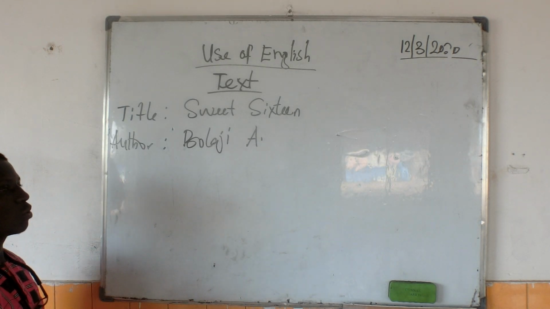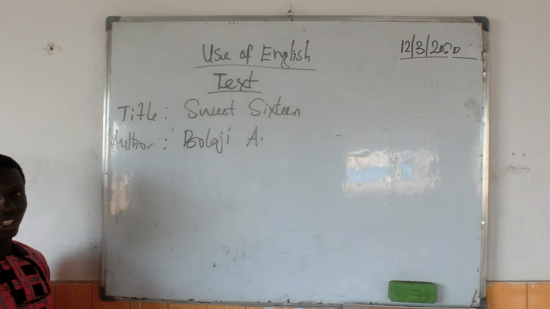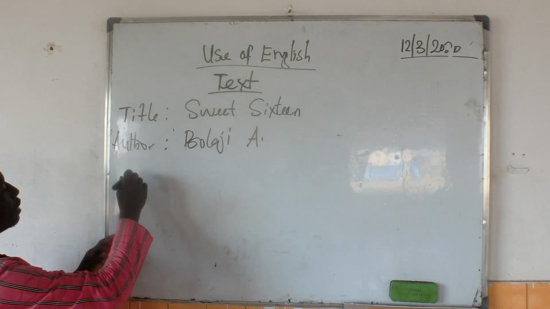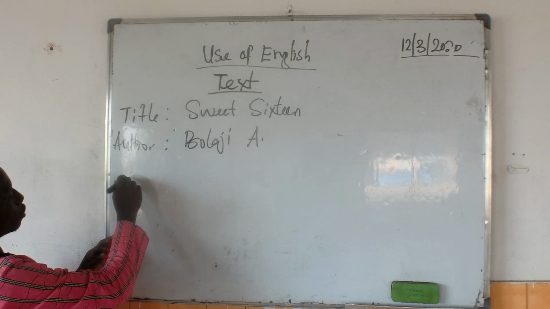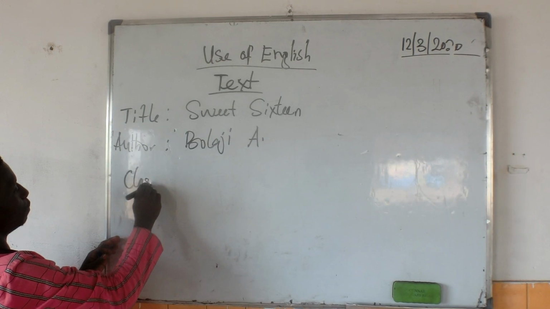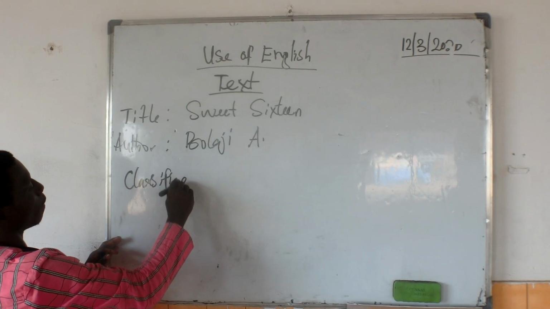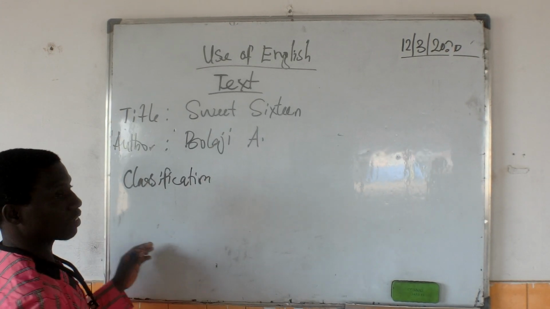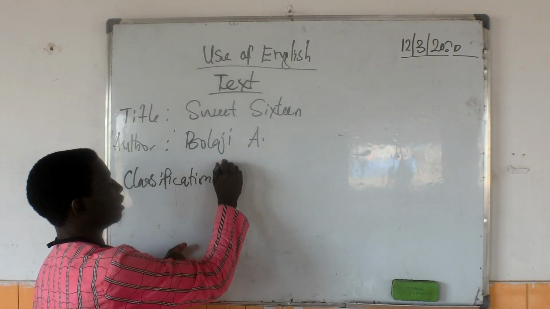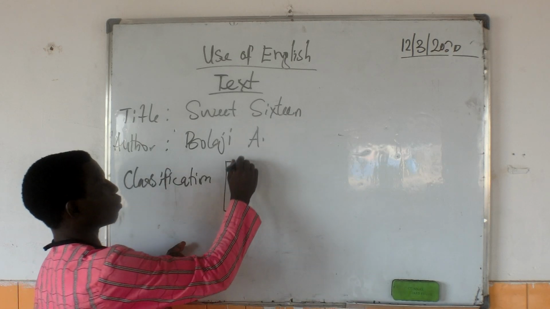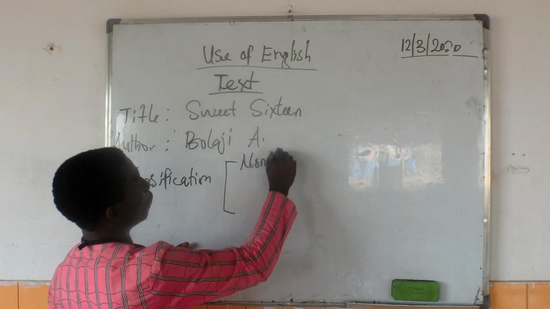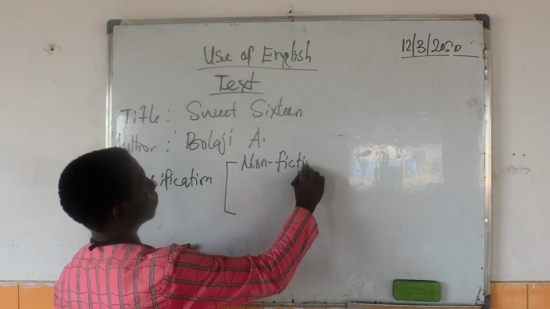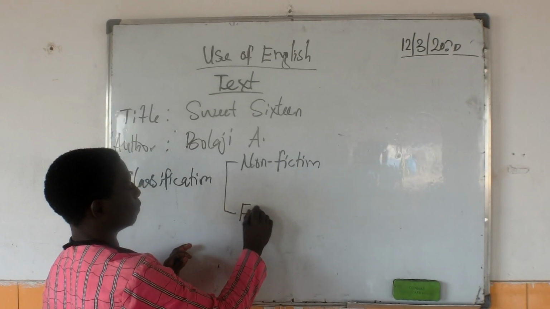Under the text, we are looking at various concepts related to the text, or the literary work. Now, the first thing I want to include under this concept is what we call classification: non-fiction and fiction.